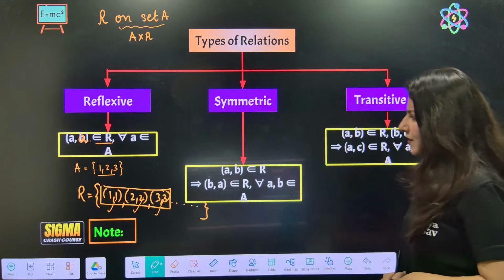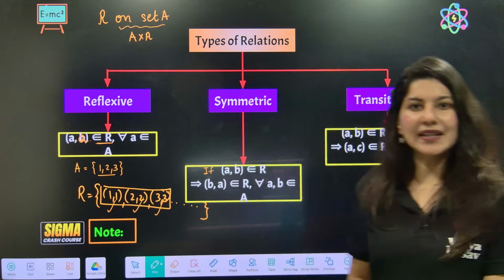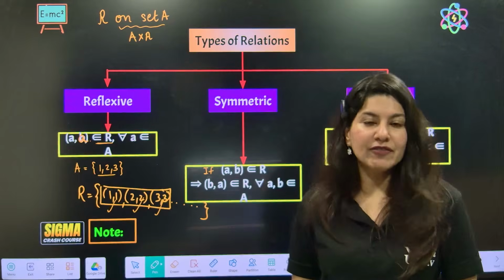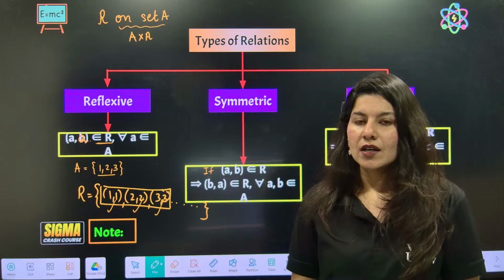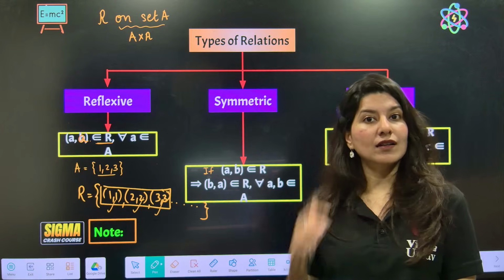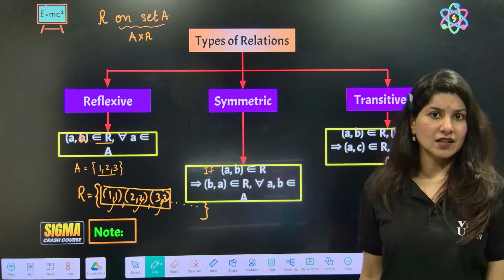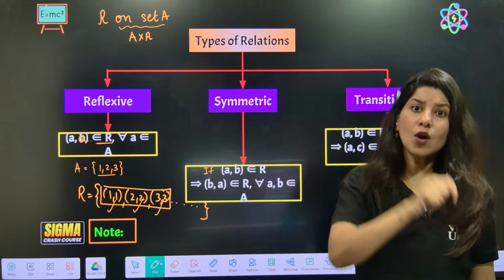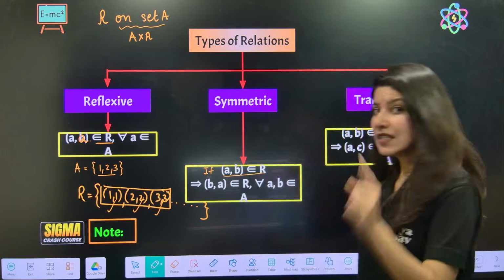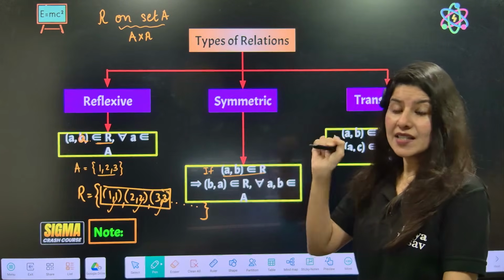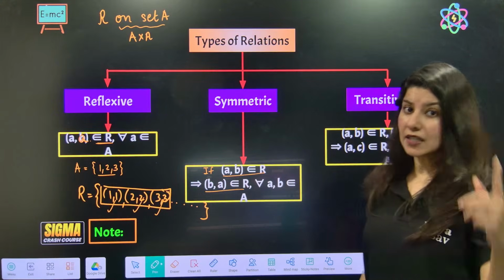Now symmetric relation. Symmetric relation comes with an if condition. Suppose 1 comma 2 is there in your relation, then 2 comma 1 should also be there. If 1 comma 2 is not there, then you are not looking for 2 comma 1. You are fine. Your problem is why 1 comma 2 is there but 2 comma 1 is not there. So if A comma B is sitting in your relation, symmetricity has a problem if B comma A is missing. If it is missing, it is not symmetric.